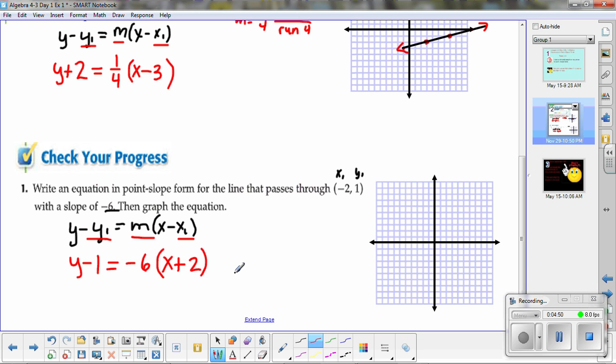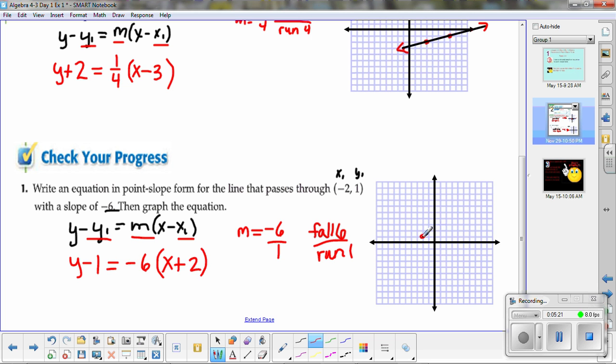Now to graph this equation, we're going to go ahead and plot (-2, 1). So we're going to go to the left 2 and up 1. Now from that point, we're going to use the slope, which is -6. Remember the slope, if it's not written as a fraction, you can write it as a fraction by putting it over 1. So in this case, we're going to fall 6 since it's negative, and we're going to run 1.